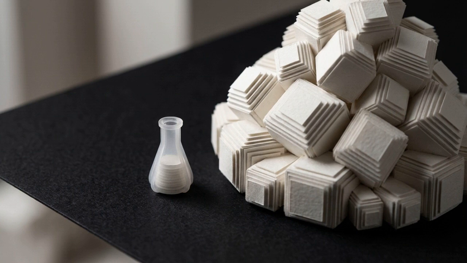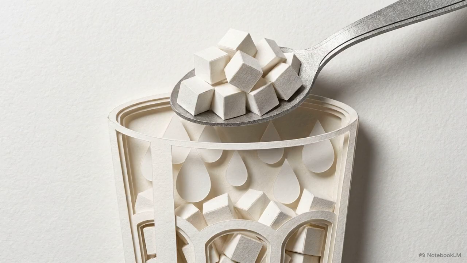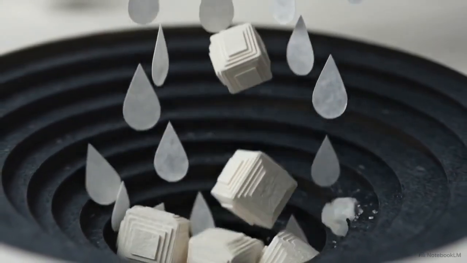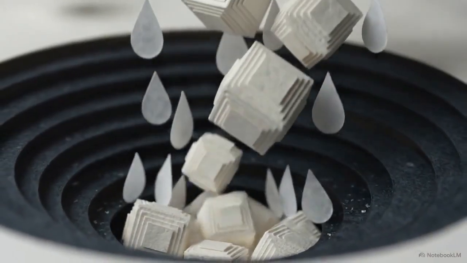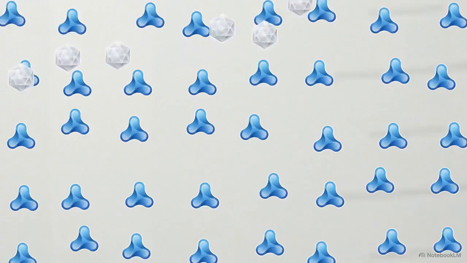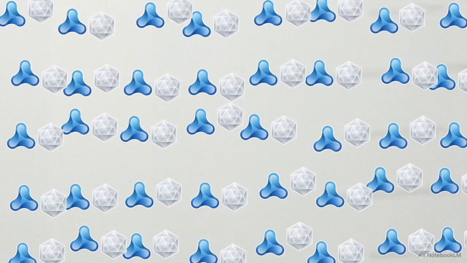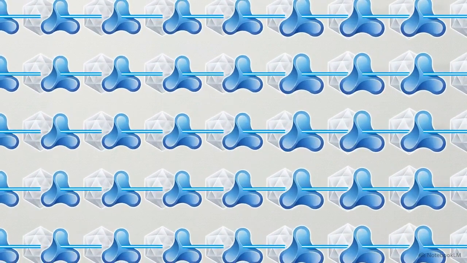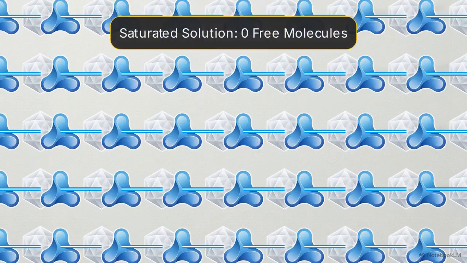Since water is such an effective solvent, it raises a question of scale. Can we add solute to a solvent forever? As you add sugar to a glass of water, the crystals break down and occupy the empty spaces between the water molecules. Eventually, the solvent reaches its saturation point. Every water molecule is occupied and bound to a piece of sugar, leaving 0 free molecules available.